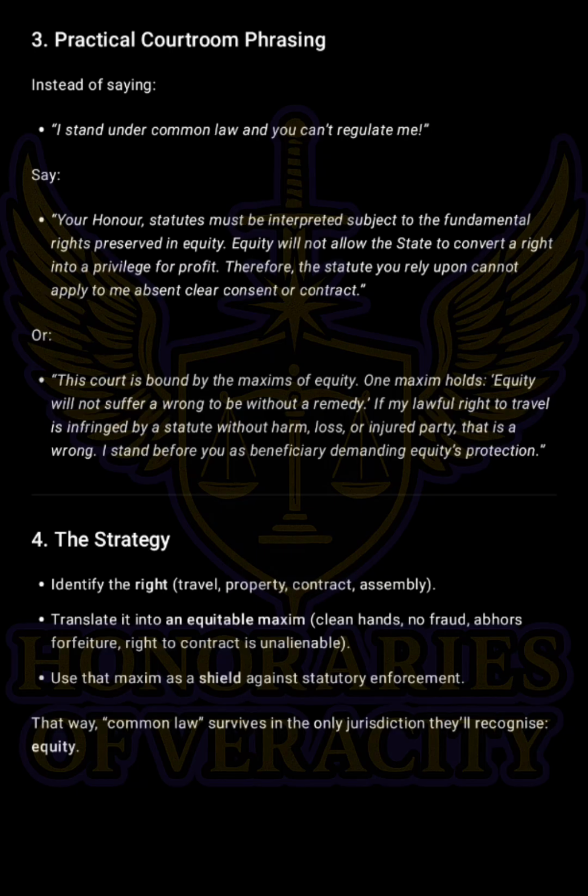4. The strategy: Identify the right, travel, property, contract, assembly. Translate it into an equitable maxim: clean hands, no fraud, equity abhors forfeiture, right to contract is unalienable. Use that maxim as a shield against statutory enforcement. That way, common law survives in the only jurisdiction they'll recognize, equity.